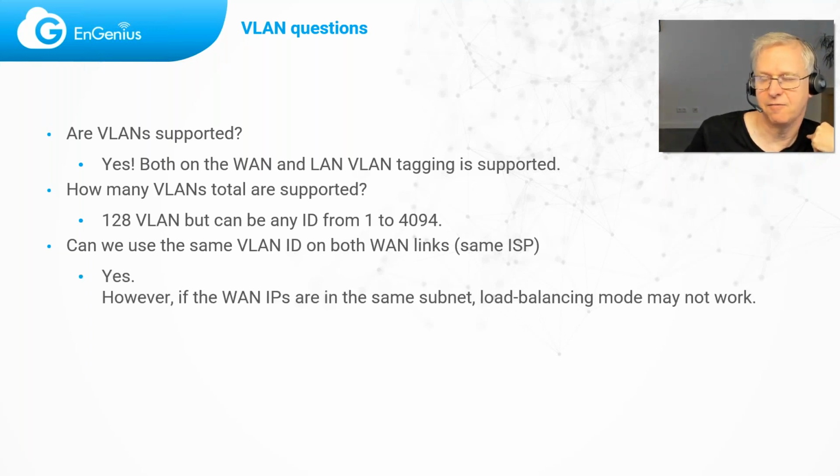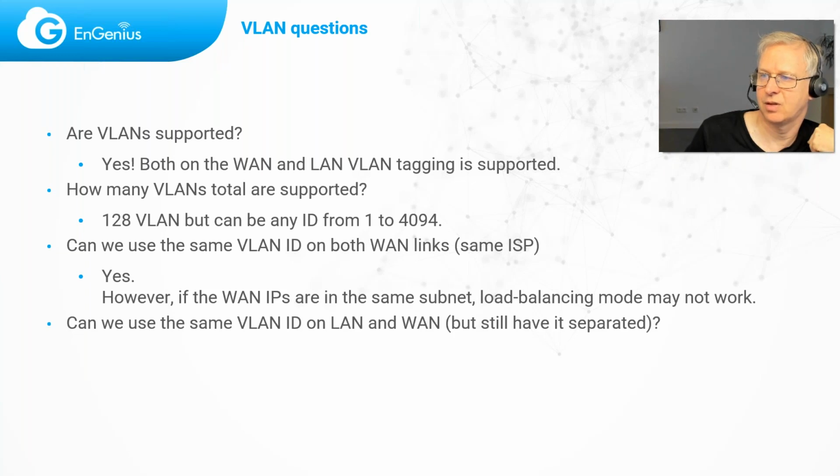Can we use the same VLAN IDs on both WAN links? Yes, I have tested this successfully. However, I still think that if you have both one IP address from the same ISP on the same subnet, load balancing may have issues. So this is, I also tested this. Can you use the same VLAN ID on the LAN and still have it separate? Yes, you can. This works.